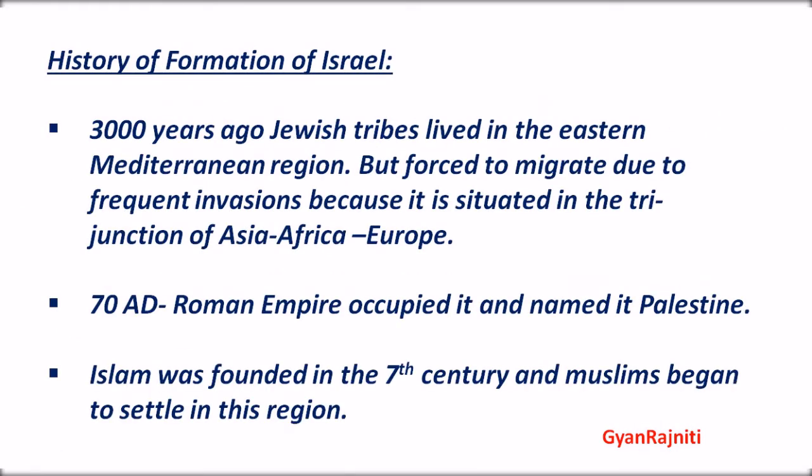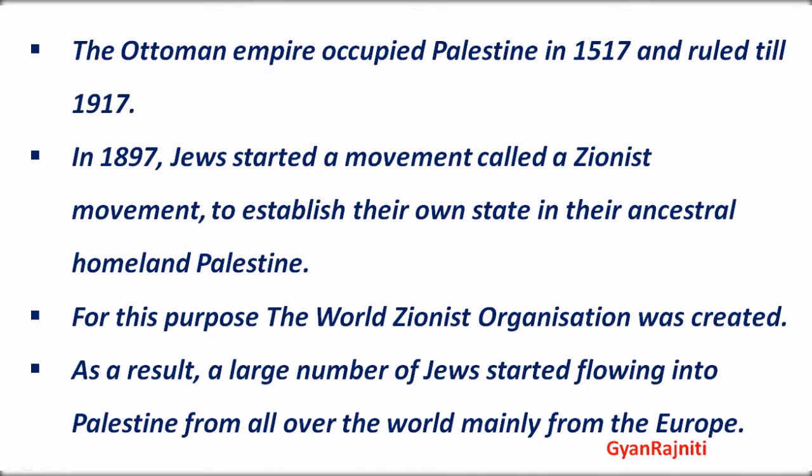Now about the history of Israel. 3000 years ago, Jewish tribes lived in the eastern Mediterranean region, but were forced to migrate due to frequent invasions because it is situated in the trijunction of Asia, Africa, and Europe. In 70 AD, the Roman Empire occupied it and named it Palestine. Islam was founded in the 7th century and Muslims began to settle in this region. The Ottoman Empire occupied Palestine in 1517 and ruled it till 1917.